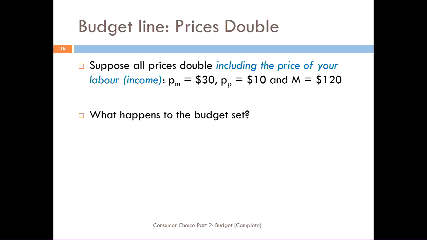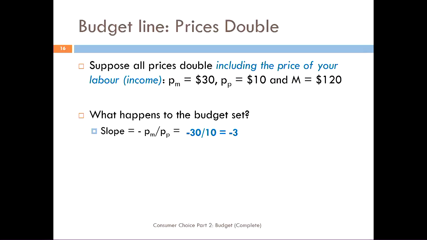Well, there's only 3 things to look at: the horizontal intercept, the vertical intercept, and the slope. What happened to the slope? Well, the price of movies doubled, the price of pizzas doubled. So notice that the relative price is unchanged. It's still the case that movies are 3 times more expensive than pizzas. Instead of 15 to 5, now it's 30 to 10. But it's still 3 times more expensive. So nothing happened to the relative price of movies. Nothing happened to the slope of the budget line.